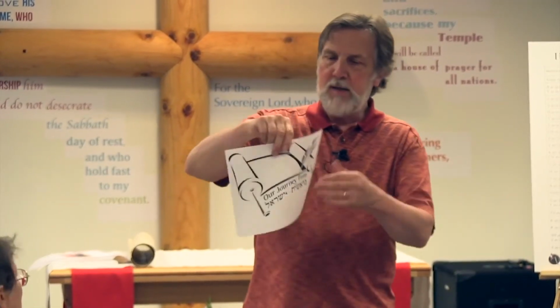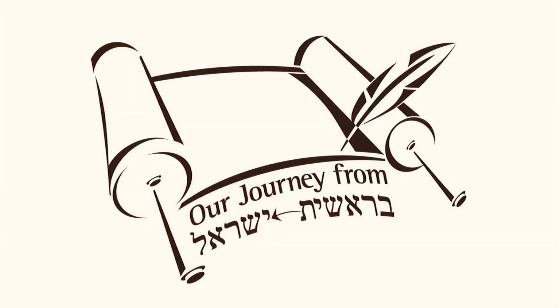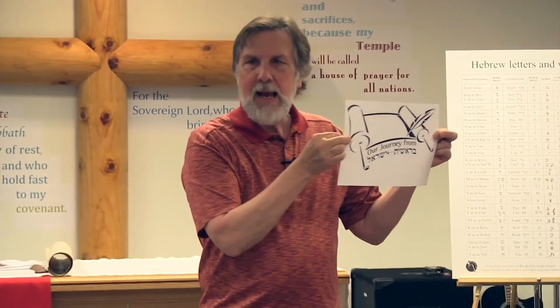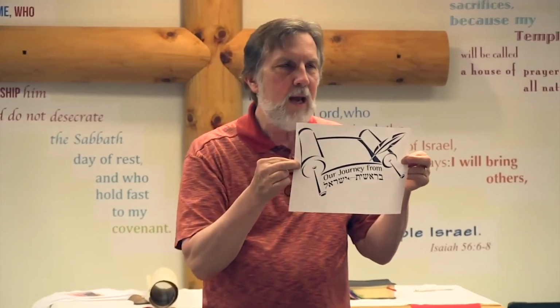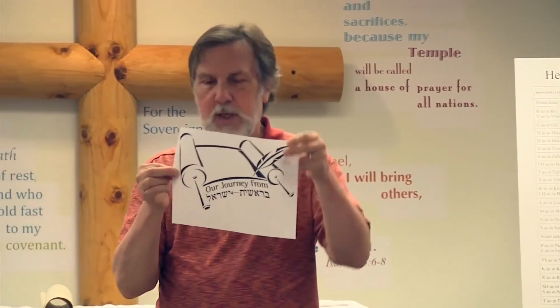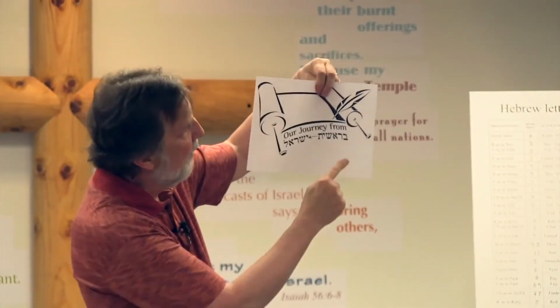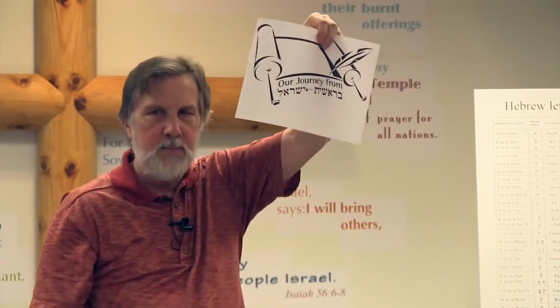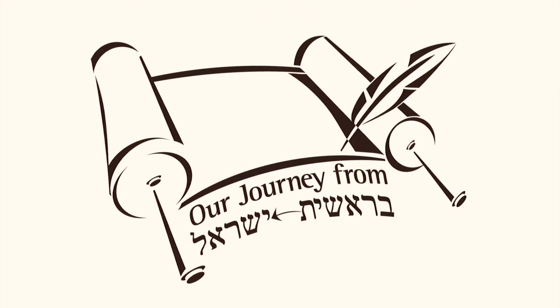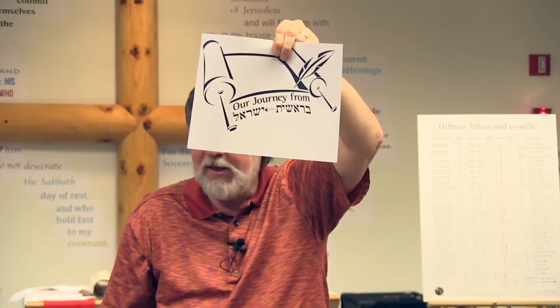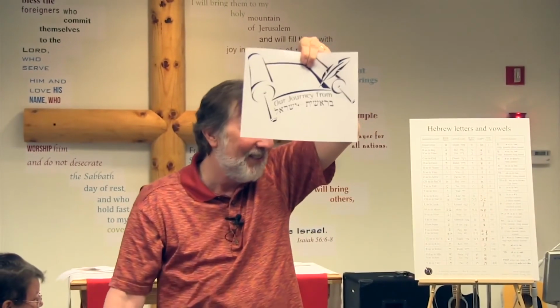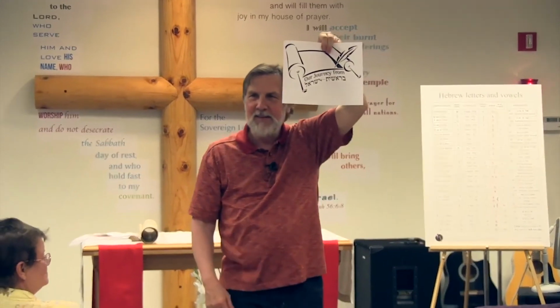Okay, this is what I didn't show you earlier, but I'll show you now. This is a little logo that a Jewish congregation made for themselves as they were preparing to get a new Torah scroll. And they had a trip to Israel tied into it. So who can tell me what it says in Hebrew there? Our journey from what to what? Okay, I'll tell you. It says our journey from Bereshit to Israel. From Genesis to Israel. Okay. All right.